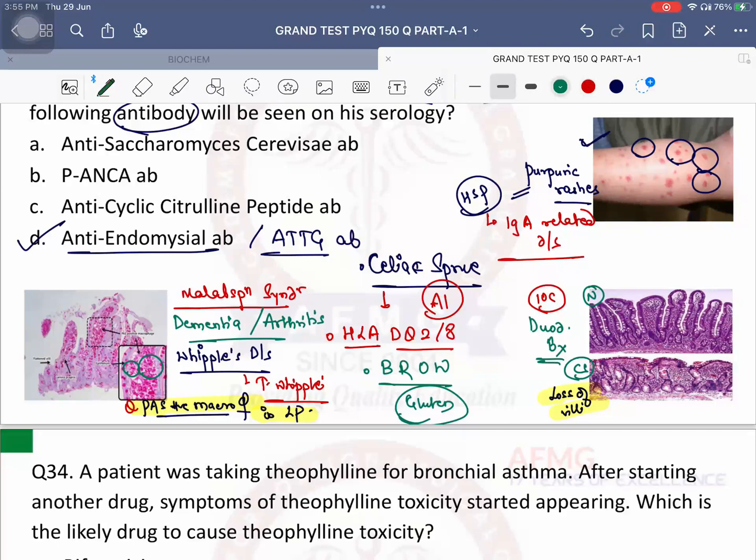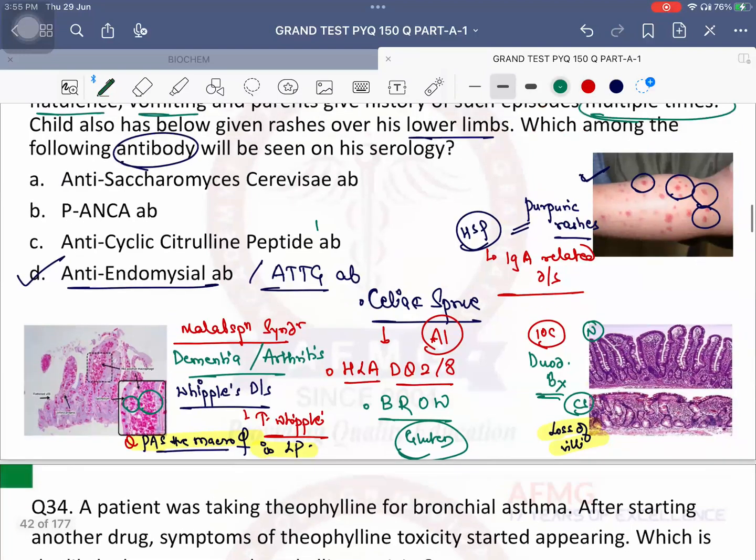Okay? Quickly, anti-CCP antibodies, anti-cyclic citrullinated peptide antibody, is the investigation of choice for... Shabash. It is the investigation of choice for rheumatoid arthritis. Please remember, what is the screening test for rheumatoid arthritis? RA factor. Rheumatoid arthritis factor is the screening test, but investigation of choice should be anti-CCP antibody.